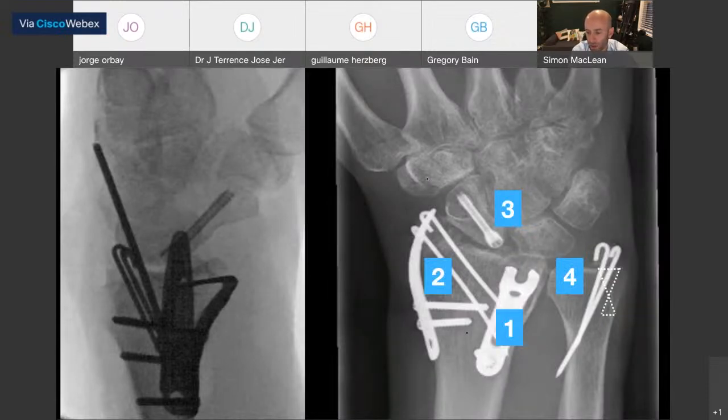It was a relatively large rim fragment, so I could hold it with the buttress plate. And then fixation of the radial styloid. So fixation of the radial column with a styloid specific plate. Antegrade screw fixation of the scaphoid, and then a tension band fixation of the ulnar styloid with suture and K-wires.